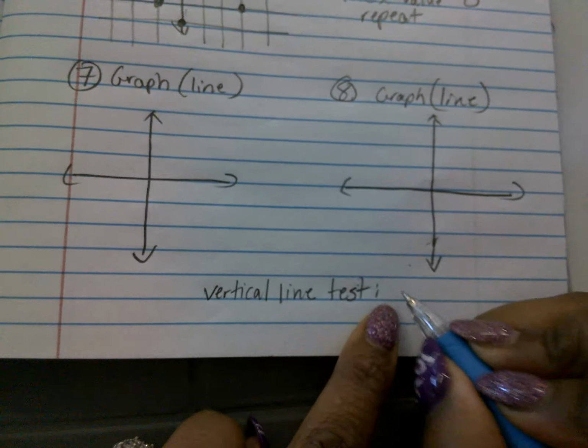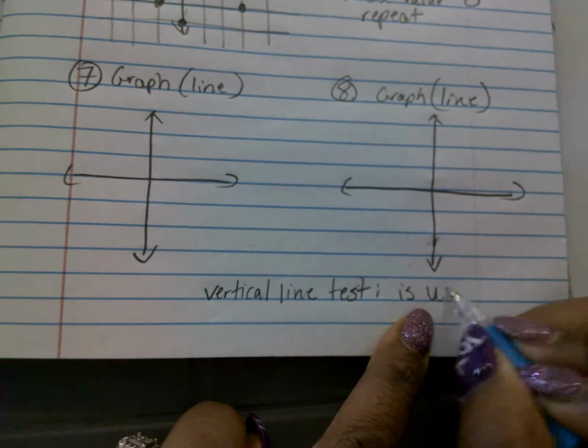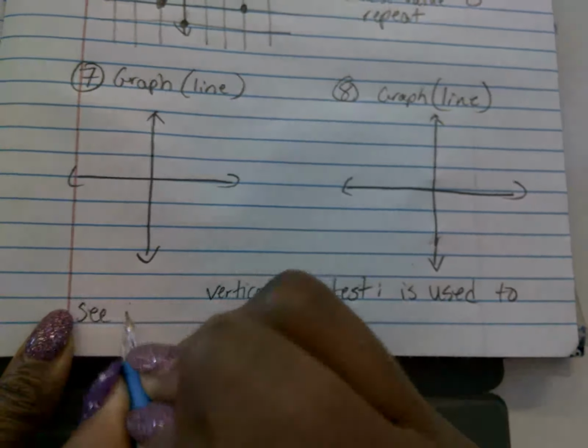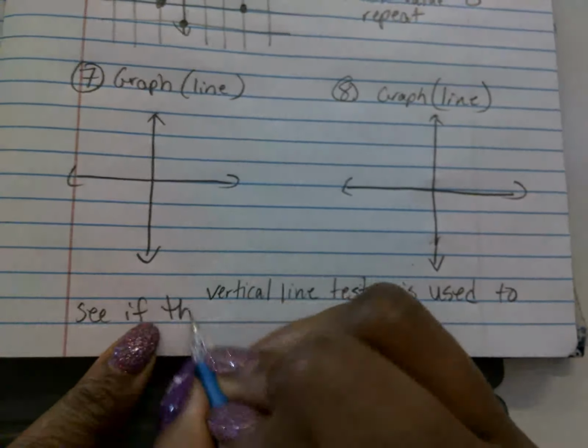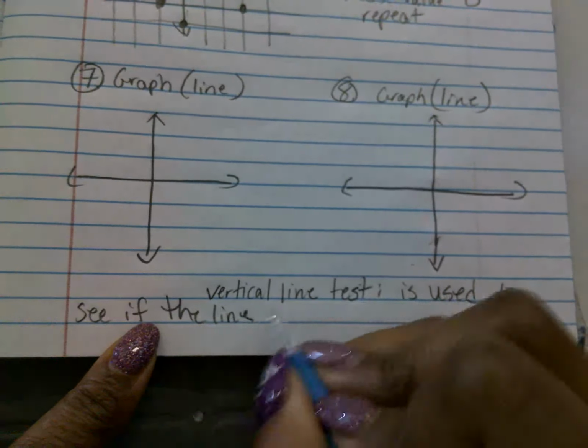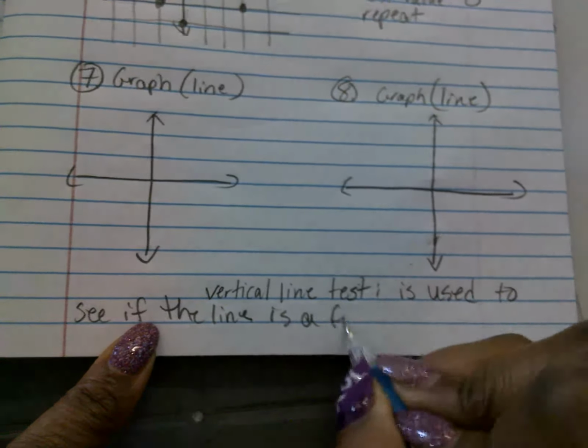So the vertical line test is used to see if the line is a function.